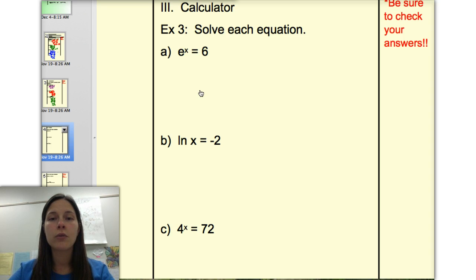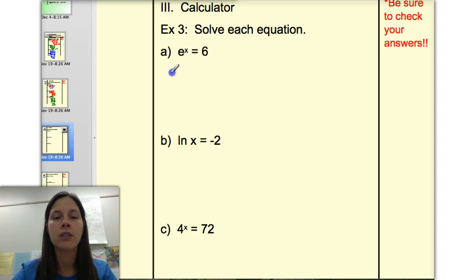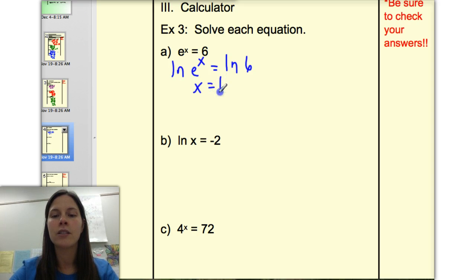You can think about this two ways. You can undo it with the log law, or you can take that base e and take the natural log, which is also base e, of both sides. So I'm going to take the natural log of both sides. And when I do that, the natural log and the e cancel each other out, leaving us with x. So we have x equals the natural log of 6. That's solved exactly.